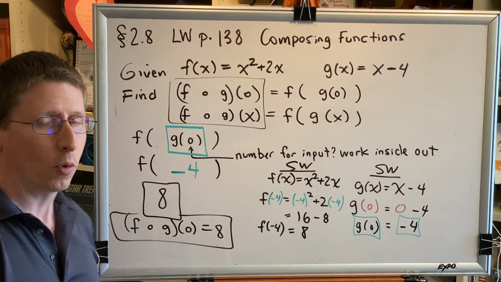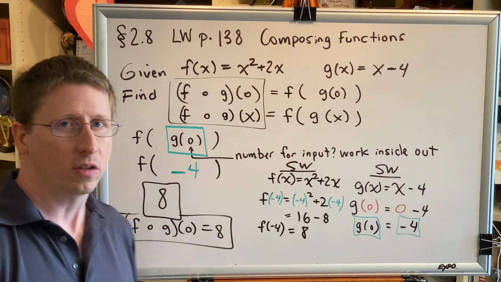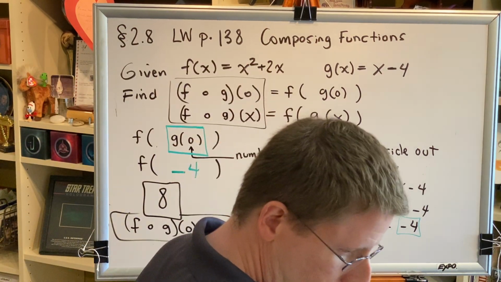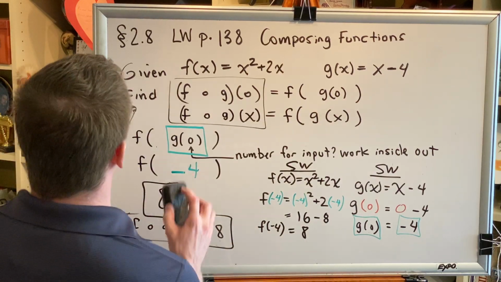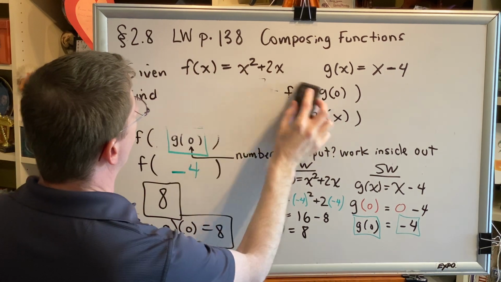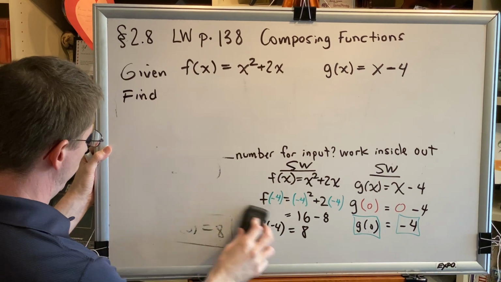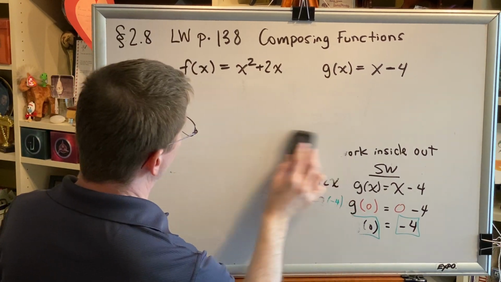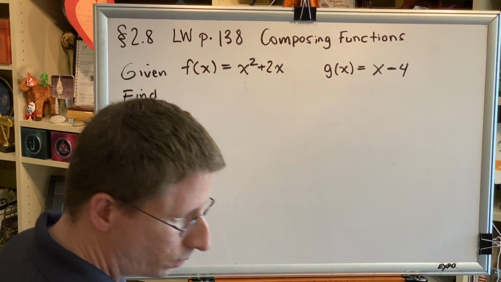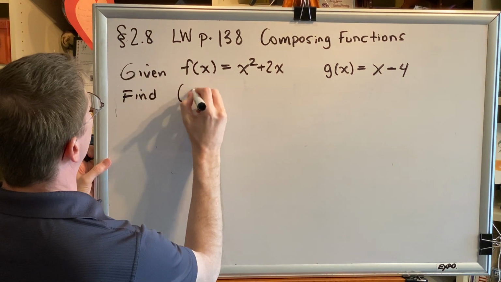Okay, both of these are acceptable ways of writing your final answer. This is what we were asked to find. This is putting it all together as a single equality statement. Okay, let's try another one. This time we're asked to find g composed with f of 5.